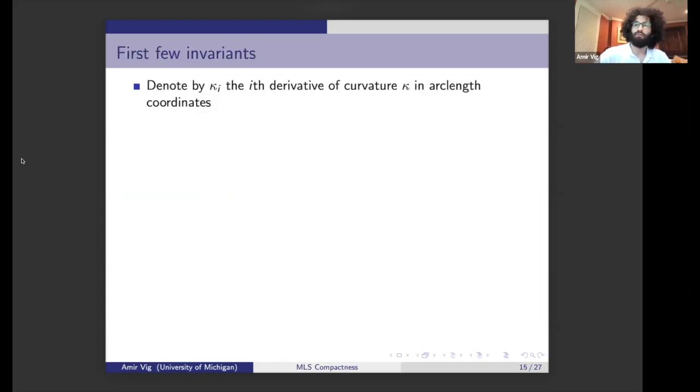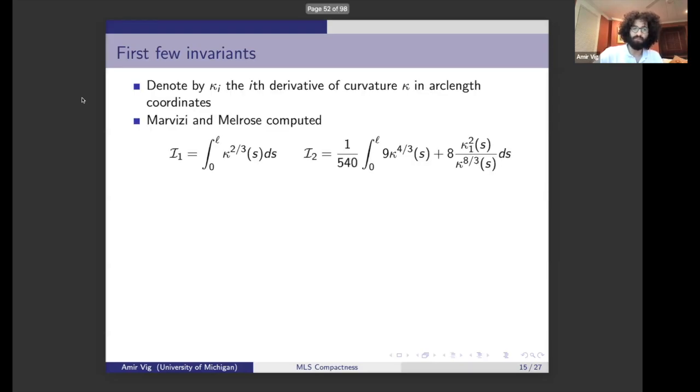So I just want to show you the first couple invariants, just to get a flavor of what they look like. So let's denote by kappa sub i the ith derivative of boundary curvature in arc length coordinates. So Marvizi and Melrose, they found the first two invariants. The first one is what we call the Lazutkin perimeter, not perimeter, but perimeter. And it's the integral of curvature to the 2/3. The second invariant is this kind of bizarre looking integral. So it's an integral of the curvature to the 4/3 plus first derivative squared over kappa to the 8/3.